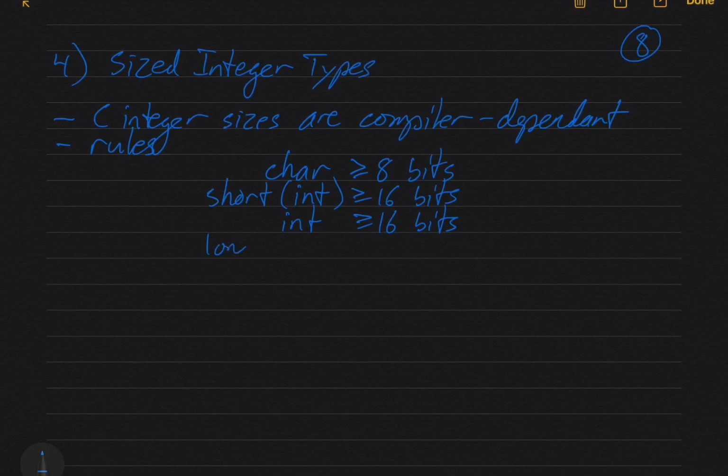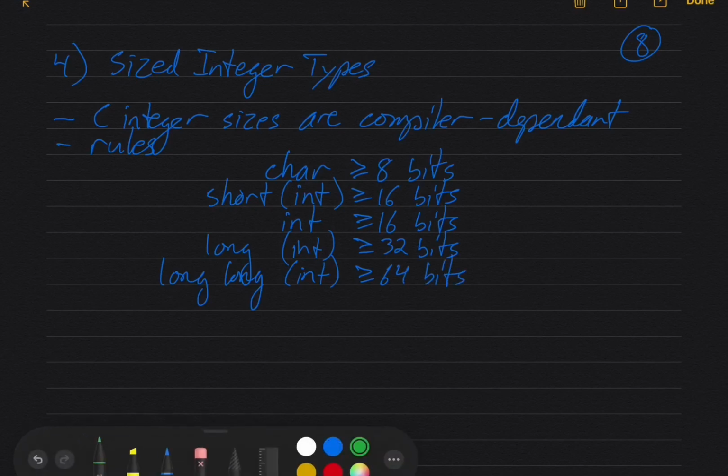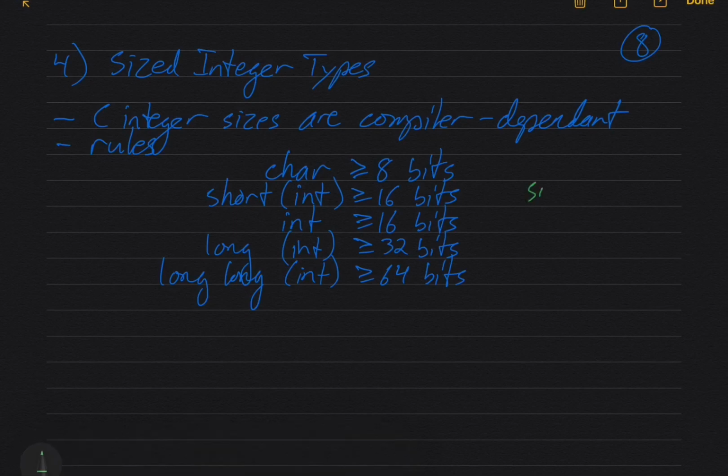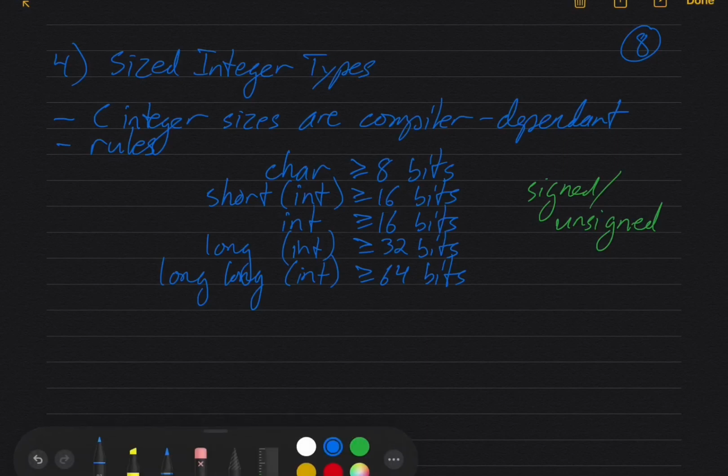Next up is the long int. Again, the int part is optional. That's got to be at least 32 bits, and then we've got the long long int, which has to be at least 64 bits, and these can either be signed or unsigned. If you want it signed, you just leave the signed part off. If you want unsigned, then you have to explicitly preface the type with unsigned.